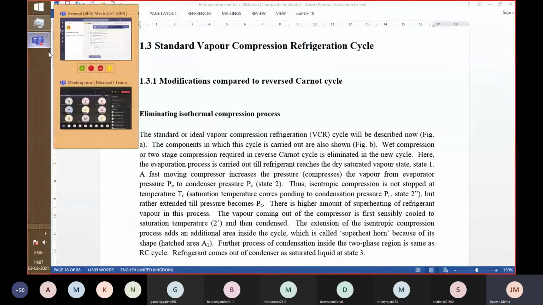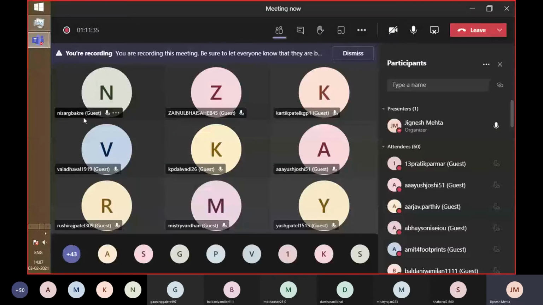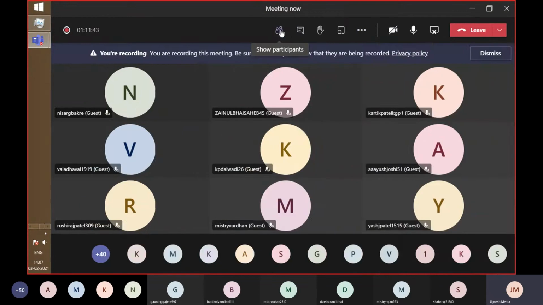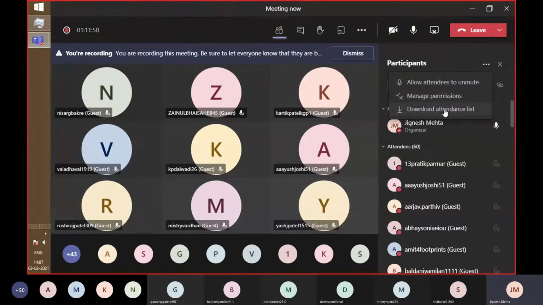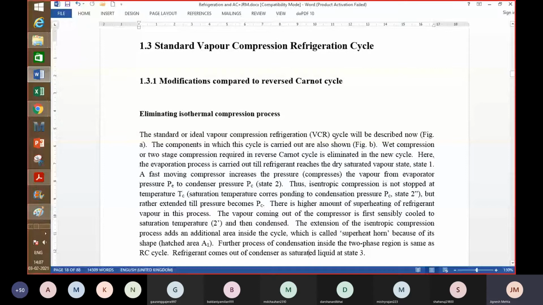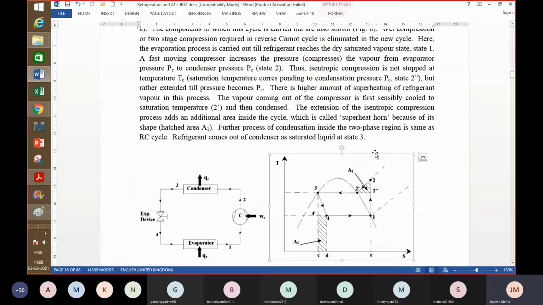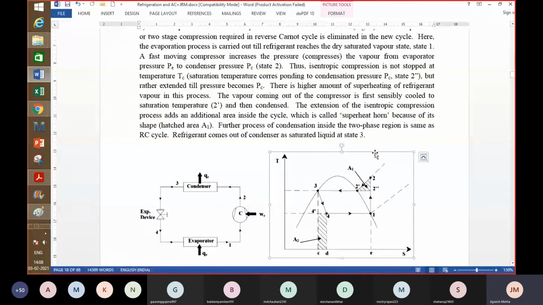The standard or ideal vapor compression refrigeration cycle, in short we call it the VCR cycle, will be described now. The components in this cycle are also shown in the figure which is following. Wet compression or two-stage compression required in the reverse Carnot cycle is now eliminated in this cycle. Here the evaporation process is carried out till the refrigerant reaches the dry saturated vapor state, which is shown as state 1 in the diagram. A fast moving compressor increases the pressure or compresses in this process. We are talking about 1-2, right?